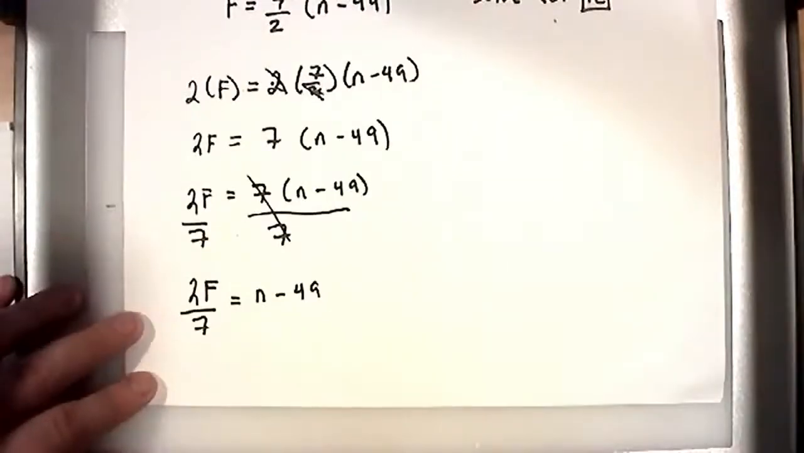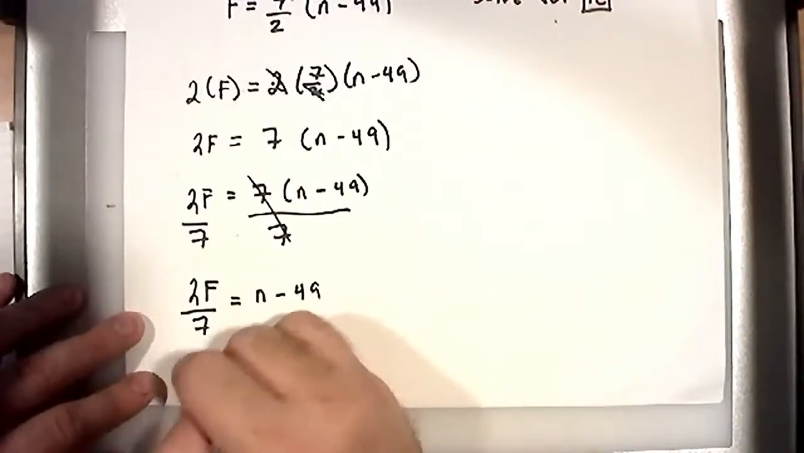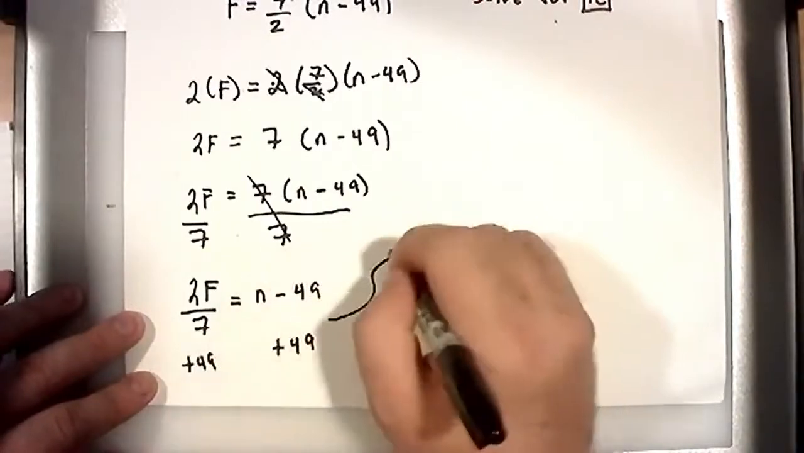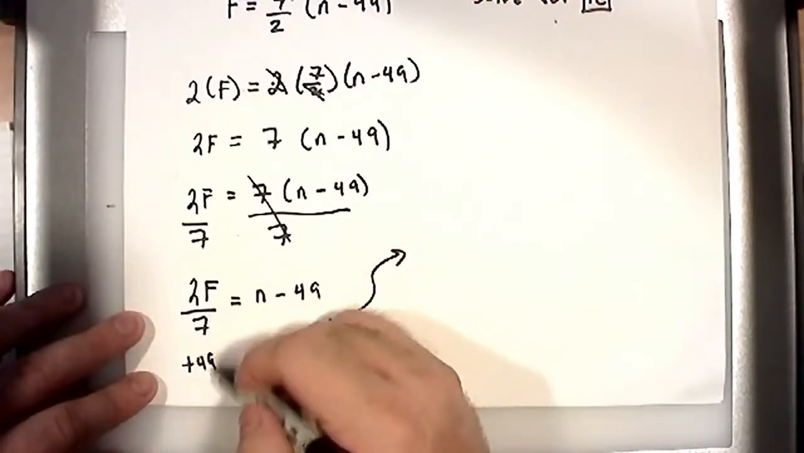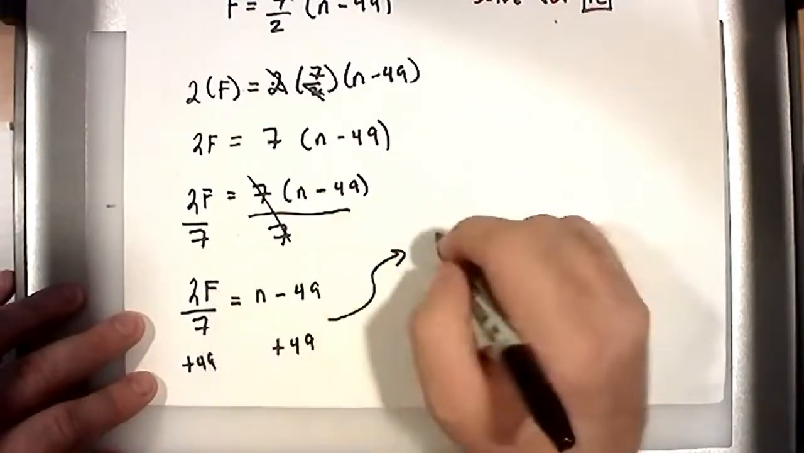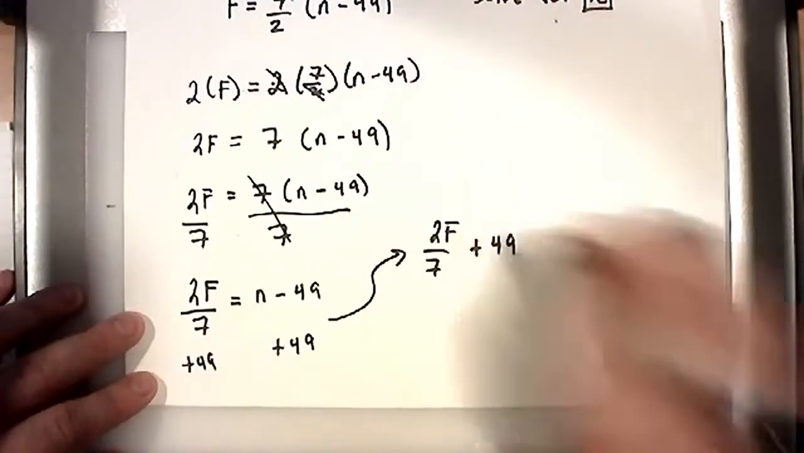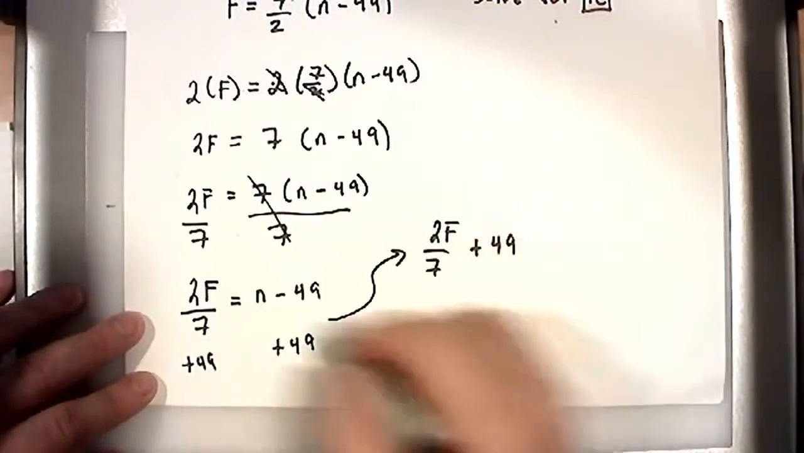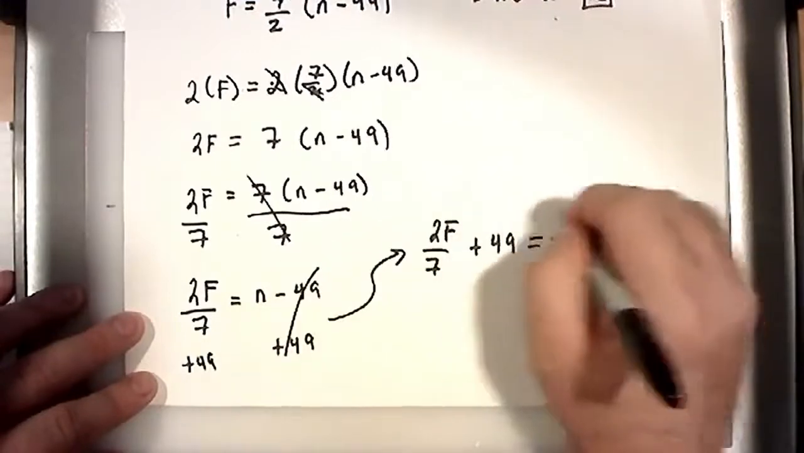So now to get n by itself, I'm just going to add 49 to both sides. Now don't panic here. This is where people start getting weird. 2f over 7, okay, plus 49. I don't know what that is. This is 2f over 7 and 49. These aren't like terms. It's going to be 2f over 7 plus 49. You can't combine those to make it anything cleaner. And on the right side, negative 49 and 49 canceled, and you're left with just n.